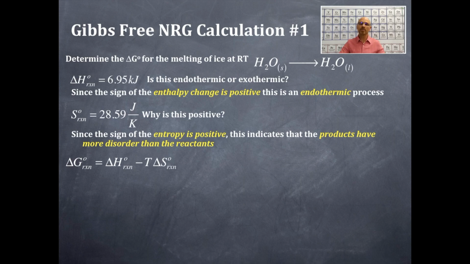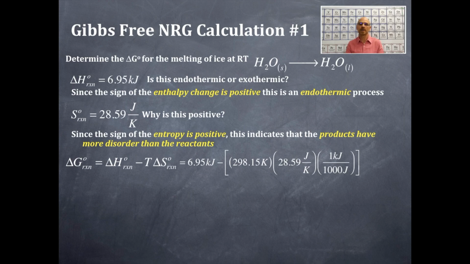That's one of the most important concepts mathematically in solving this problem: making sure that your units cancel. So we're going to plug in these values. I got 6.95 kilojoules for the enthalpy term. I got my 298.15 Kelvin, that's at 25 degrees Celsius. I got the 28.59 joules per Kelvin of the entropy term. You should see that the Kelvin terms now cancel out.